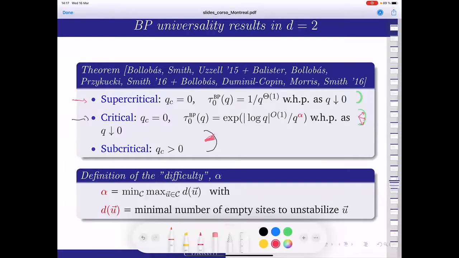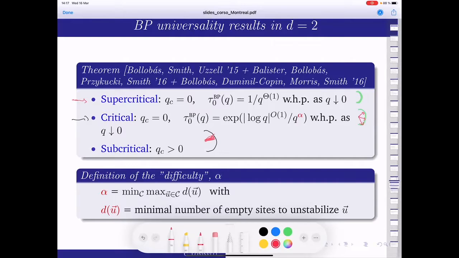In this case, and it is the case, for example, for the FA2F model, the scaling of the time scales for the bootstrap dynamics is exponential, possibly with log corrections, of one over the density of empty sites to a power alpha, where alpha is a power which depends on the choice of the rules. For example, for the FA1F model, alpha is equal to 1. And it also has a geometric meaning. It's something which can be quantified. And what is this alpha? Alpha is what is called the difficulty of the model.